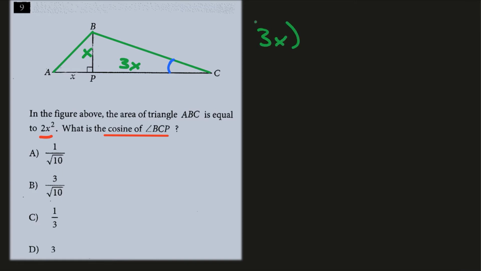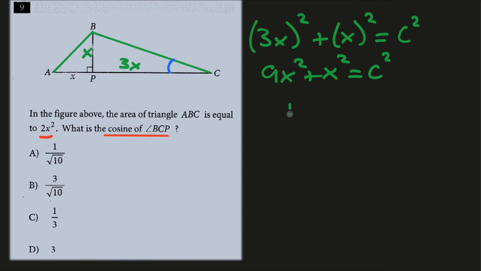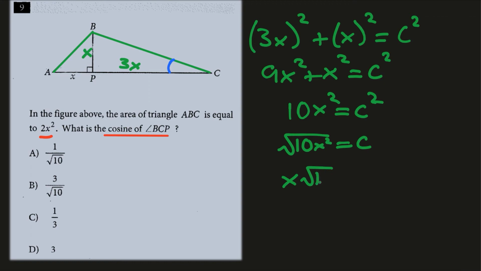that we can apply the Pythagorean theorem to solve for the hypotenuse BC. So 3x squared plus x squared is equal to c squared, which would be BC. This simplifies to 9x squared plus x squared equals c squared, or simply 10x squared equals c squared. From here, we take the square root of both sides, so the square root of 10x squared would be equal to c, and we know that this simplifies to x times the square root of 10.